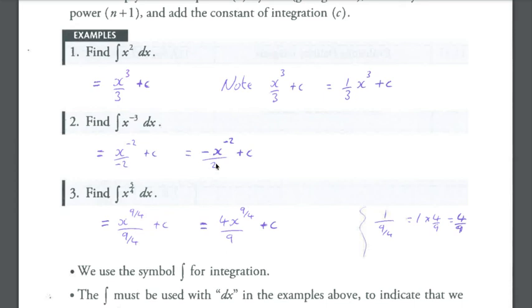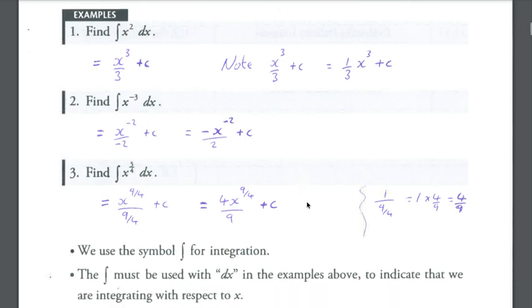We shouldn't have a negative sign on the bottom of a fraction, so it's essentially negative x to the negative 2 all over 2 plus c. Again, guys, remember that plus c needs to be there. Could have plus 5. If we differentiate this, we'll get back to x to the negative 3, if this was plus 5 or plus 19 or minus 47.